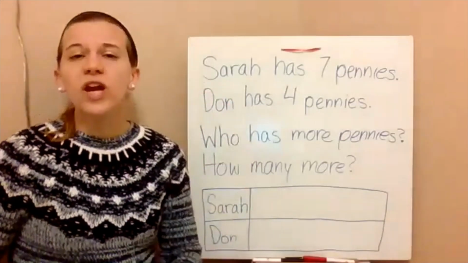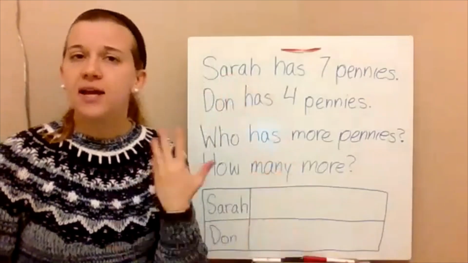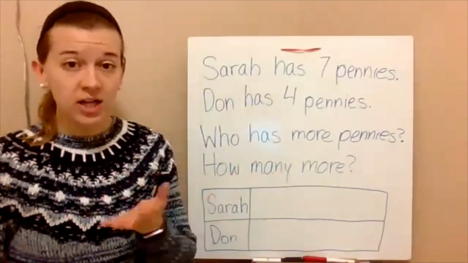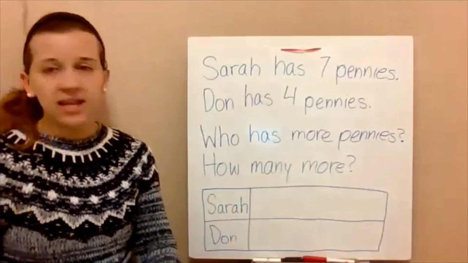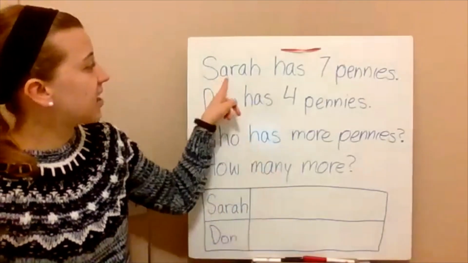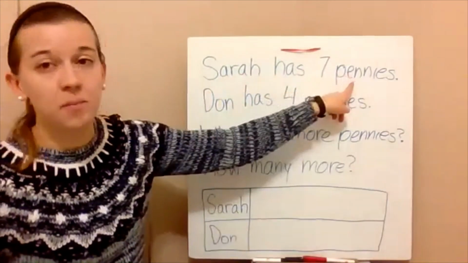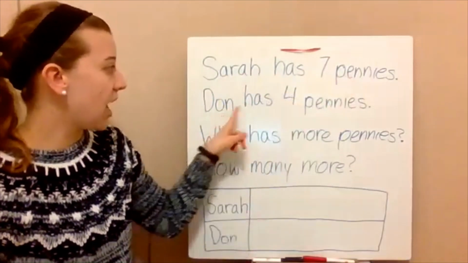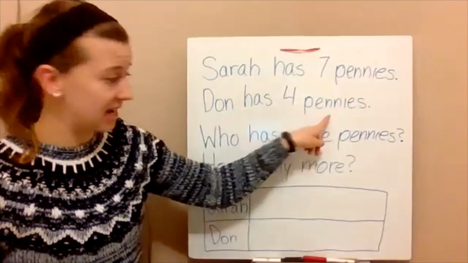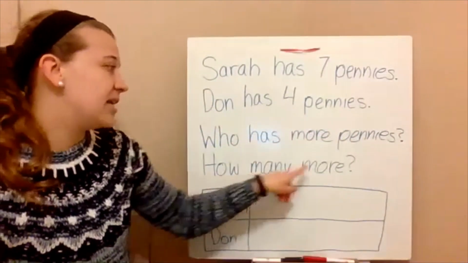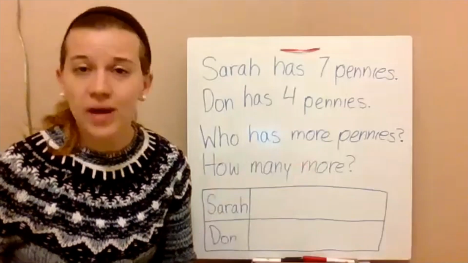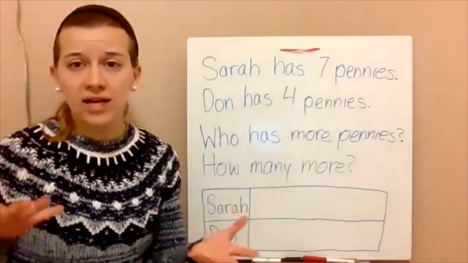So let's read, there's a little story up here where we're going to have to use some subtraction. We're going to have to use some things to compare, okay? So let's read this story. It says, Sarah has 7 pennies. Dawn has 4 pennies. Who has more pennies? And how many more?